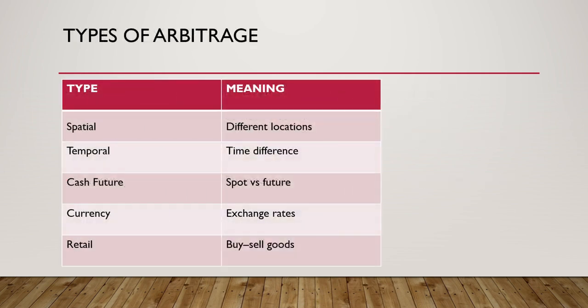Next is types of arbitrage. The first is spatial. Spatial is different locations. Next is temporal. Temporal is different time, the time difference. Let's take an example: the price of a shoe right now is 500, and after 10 years we can take it as 550.